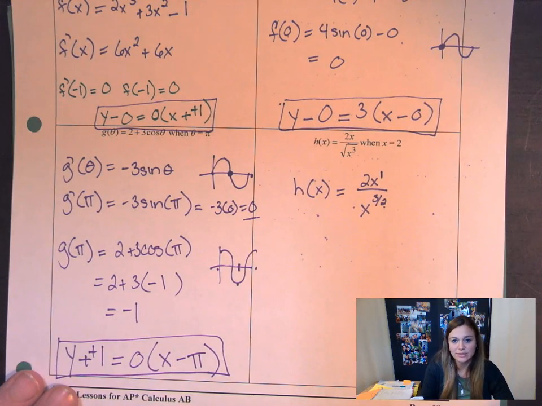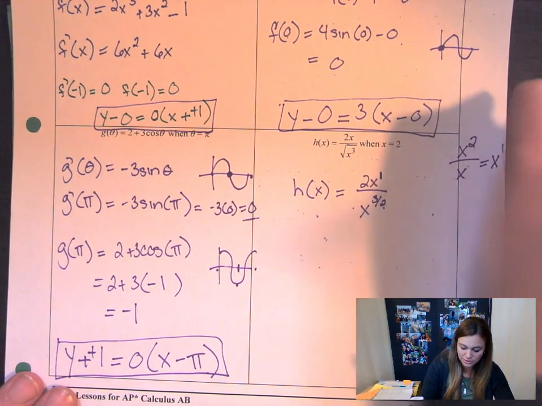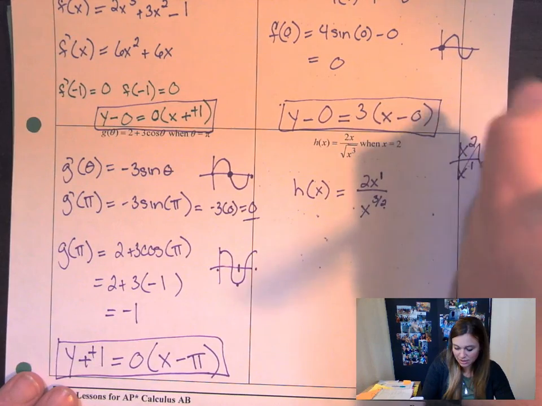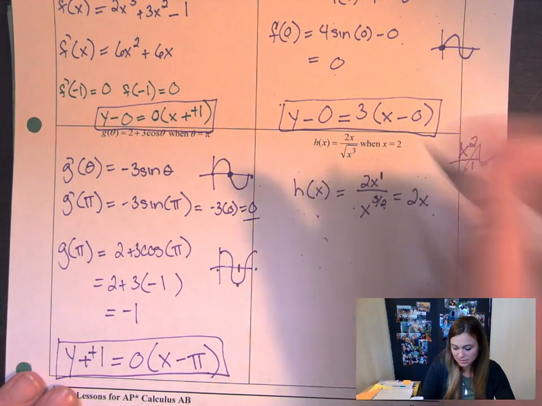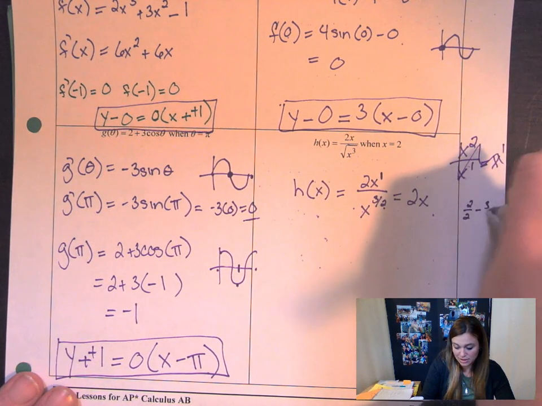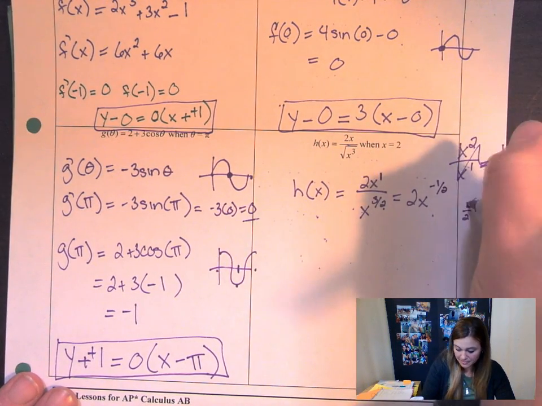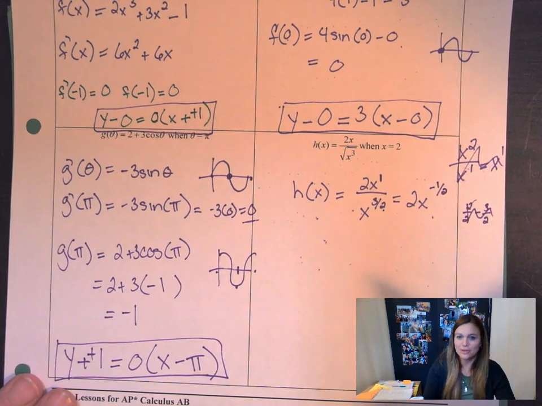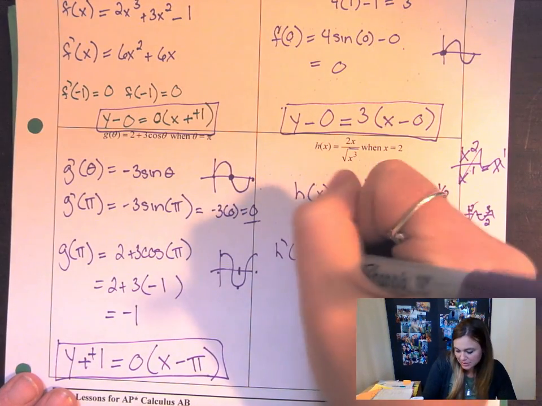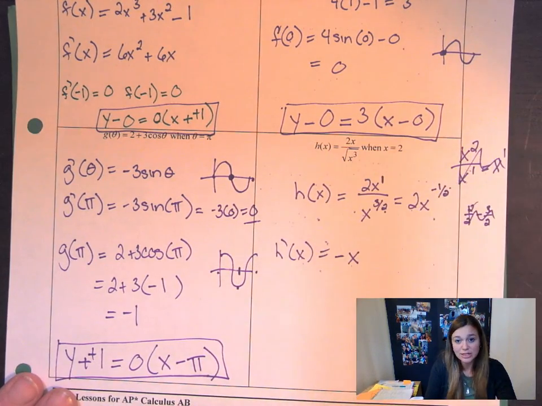Right now this is 2x to the 1st power over x to the 3 halves, and just like you can say x squared over x is equal to x to the 1st, where I subtract my exponents that have like bases, I'm going to do the same thing here and say this would be 2x to the 1 minus 3 halves. It's like 2 halves minus 3 halves, because this is 1 whole. That would be negative 1 half. Okay, so I did all this work, and now it looks like a coefficient times a variable raised to an exponent. So I can say h prime of x is equal to the exponent times this. So negative 1 half times 2 is negative 1, x. Subtract 1 from the exponent.